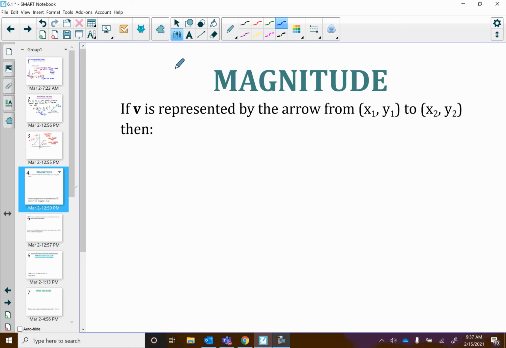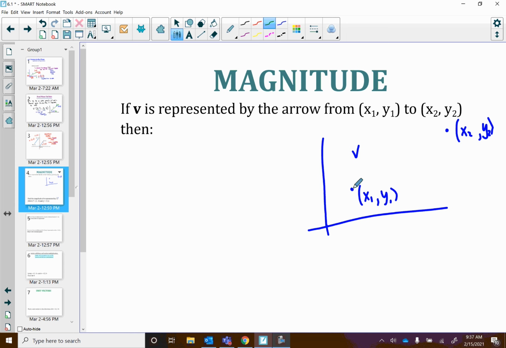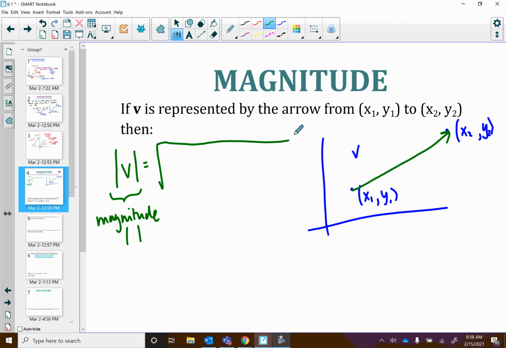And so if we consider vector v, which starts at (x1, y1) and goes to (x2, y2). So here's vector v. The magnitude of this, we denote magnitude with absolute value symbols. Well, it's equal to the distance between these points. So, what's our distance formula? The square root of (x2 minus x1) squared plus (y2 minus y1) squared. And that's our magnitude. I mean, that's like full stop.